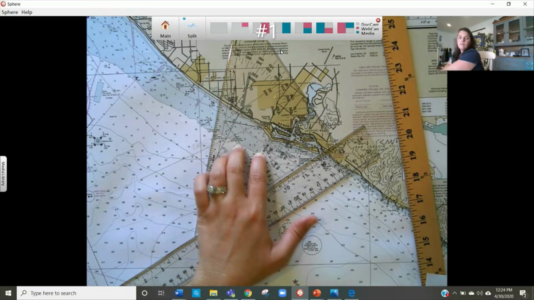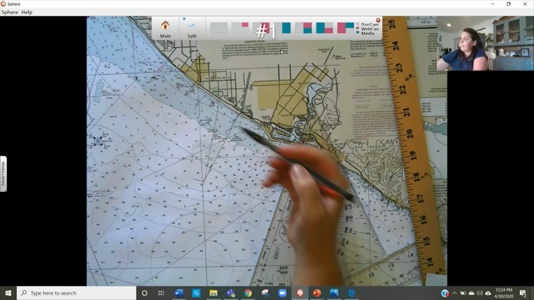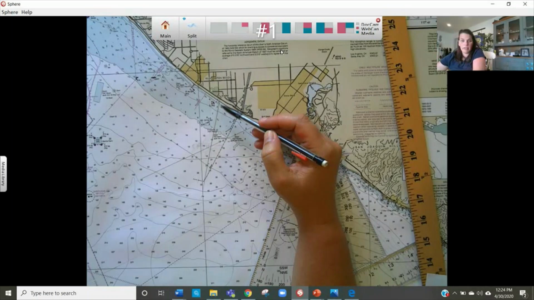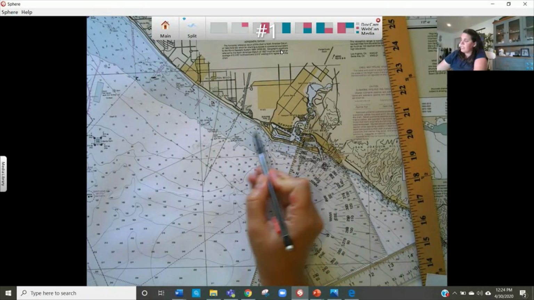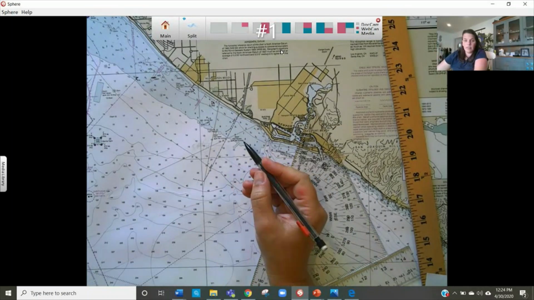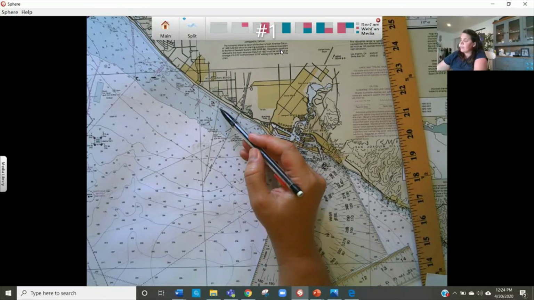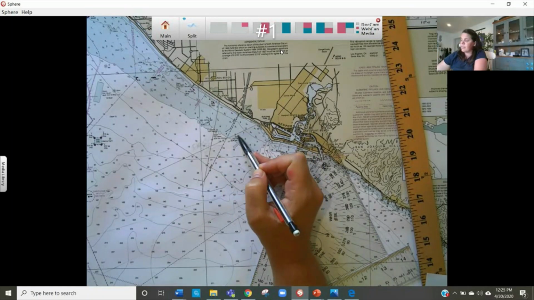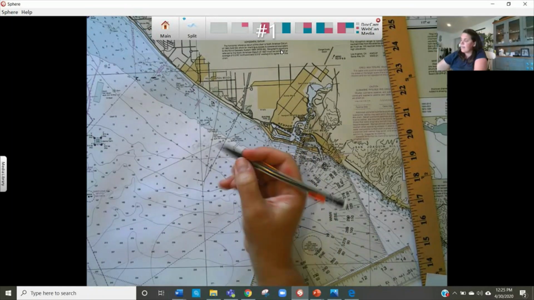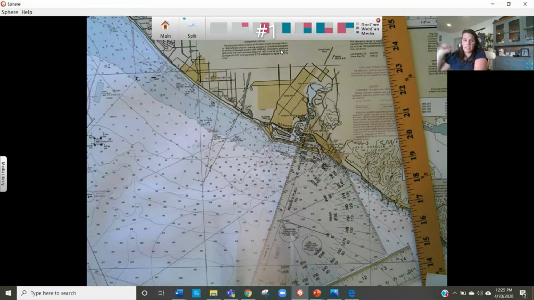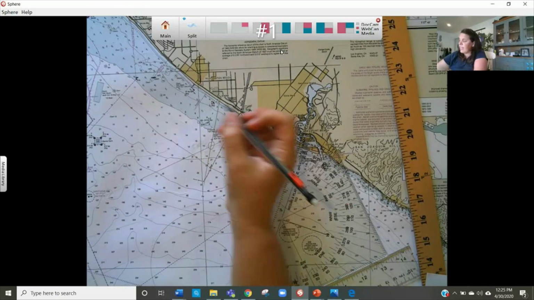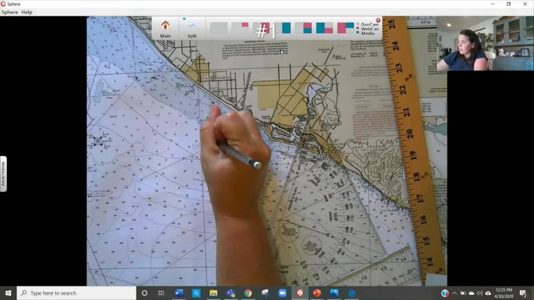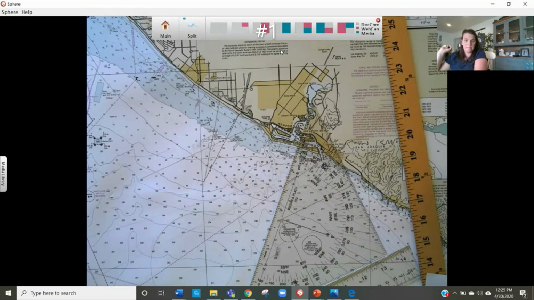So now I have an LOP at 013, and I have this LOP at 067. If I'm at infinite possibilities along this line, and at the exact same time, infinite possibilities along this line, I must be here. So I'm going to call that my 0830 position.